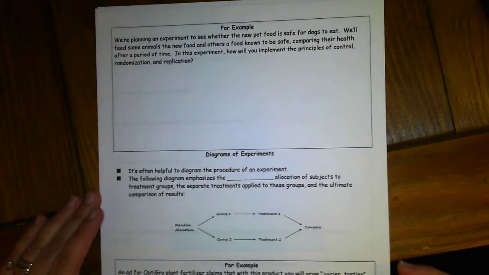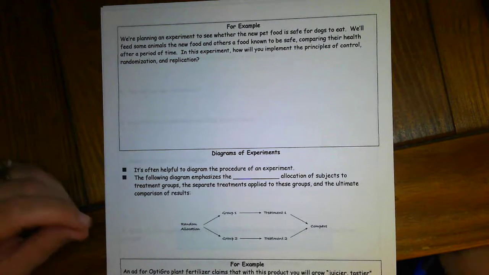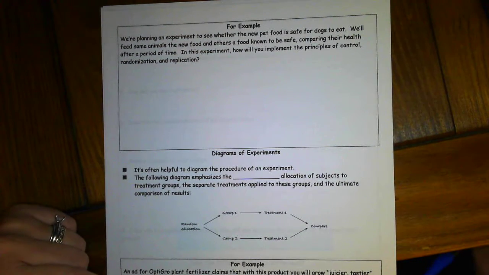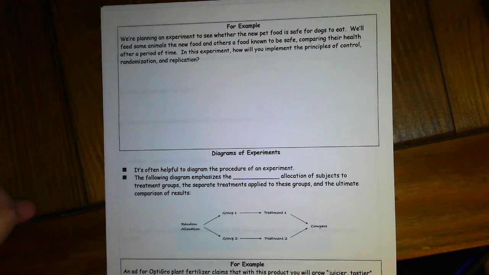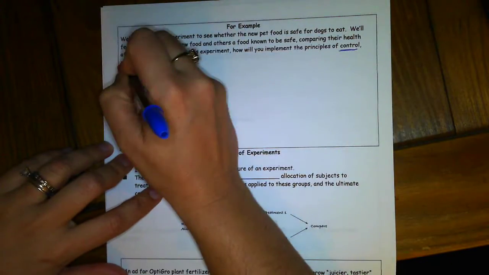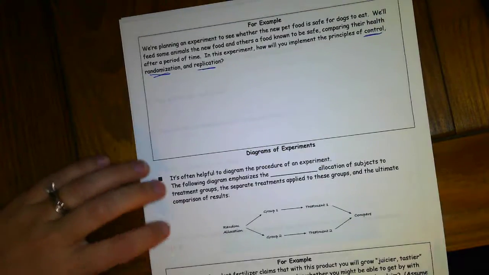Alright, so here's another example. We're planning an experiment to see whether the new pet food is safe for dogs to eat. We'll feed some animals the new food and others a food known to be safe, comparing their health after a period of time. In this experiment, how will you implement the principles of control, randomization, and replication?